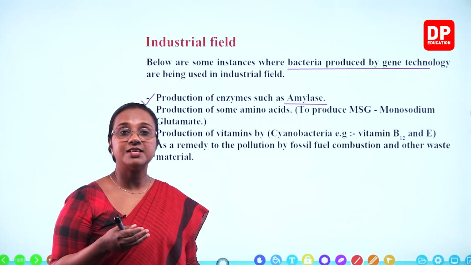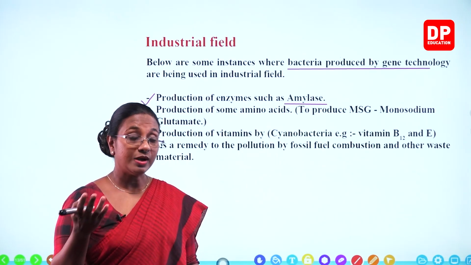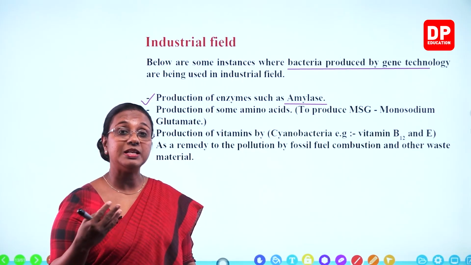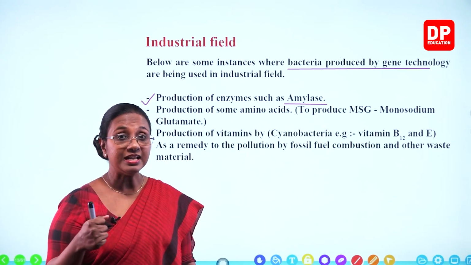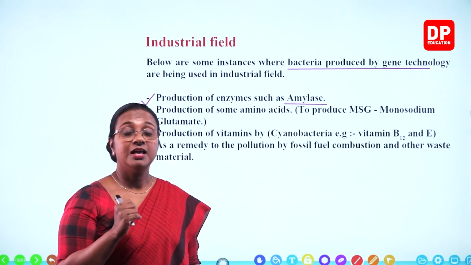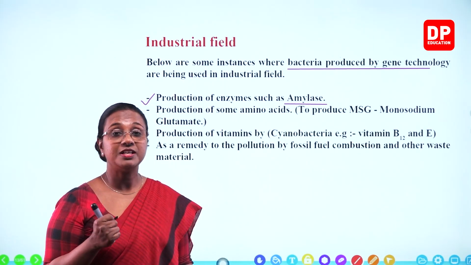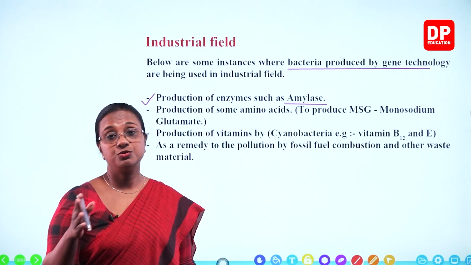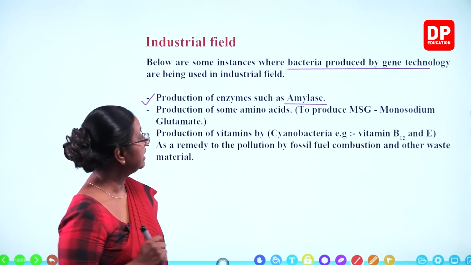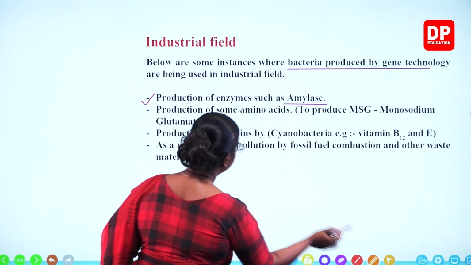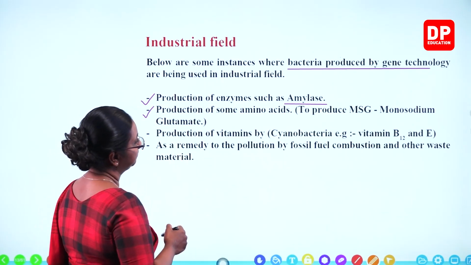Usually it's produced inside our buccal cavity. You have discussed this before. It is present in growing, germinating mung seeds. We grind it, we get the extract, and amylase is an enzyme needed for the conversion of starch to maltose. So that is amylase. Then there is the production of some amino acids.